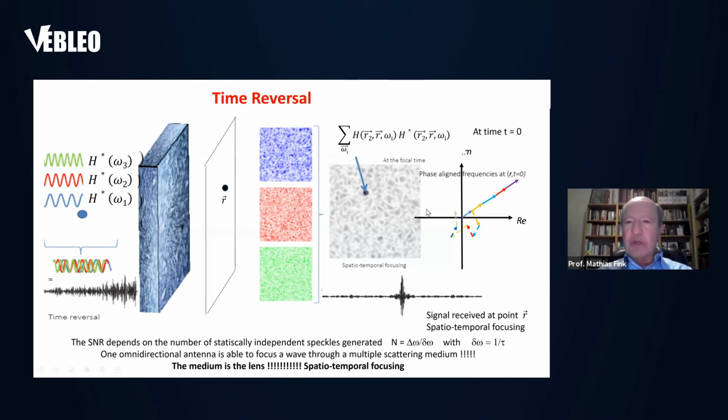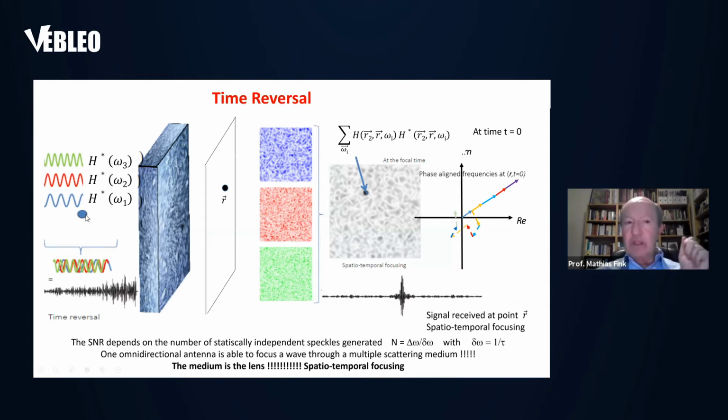And if you want to know the efficiency of the process, you have to know how many uncorrelated frequencies you have in your spectrum. If you have many uncorrelated frequencies, you have many spectral degrees of freedom, and you have a very nice concentration.